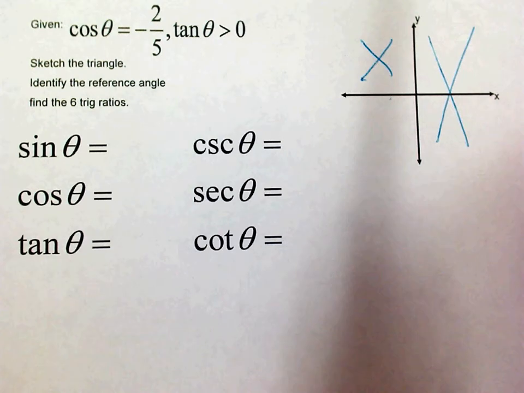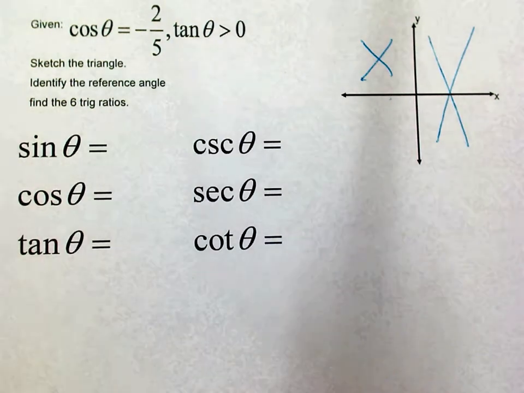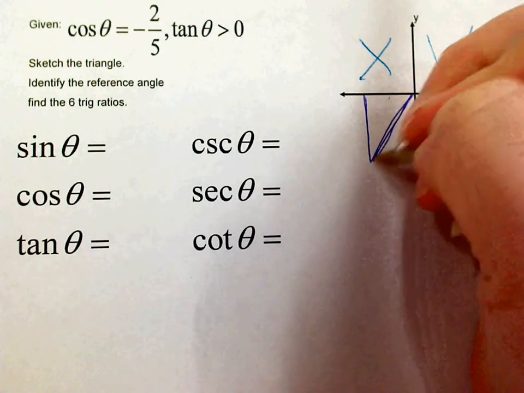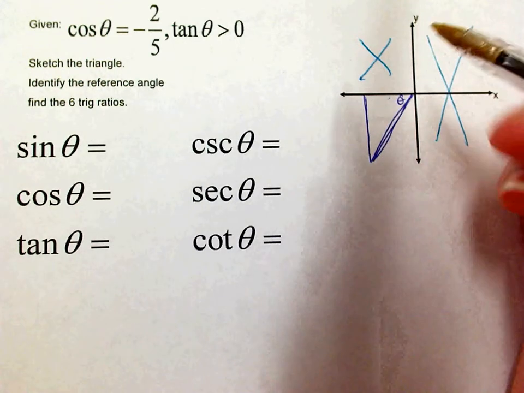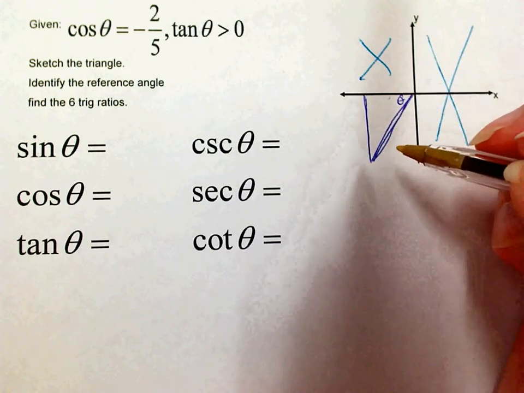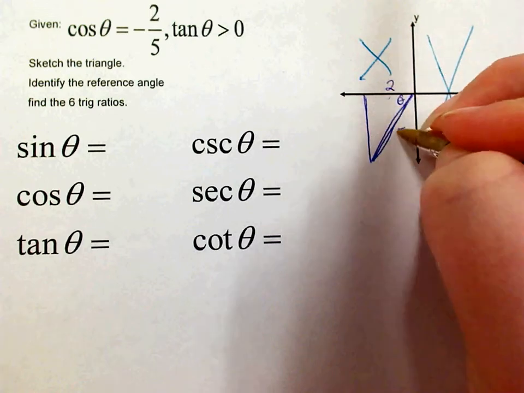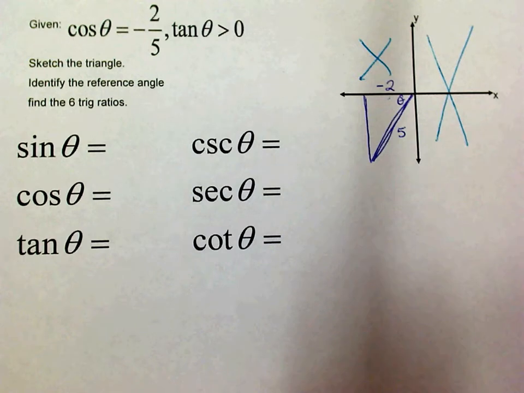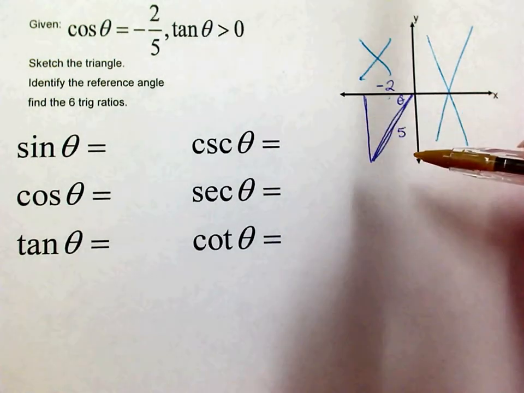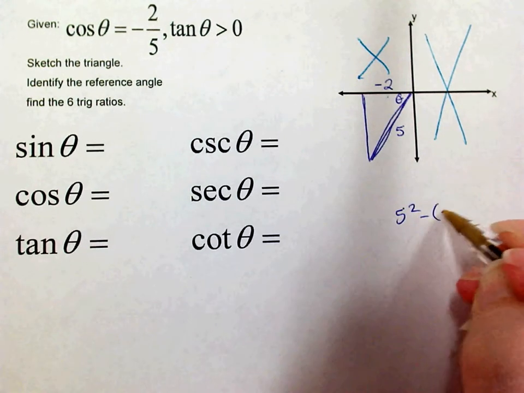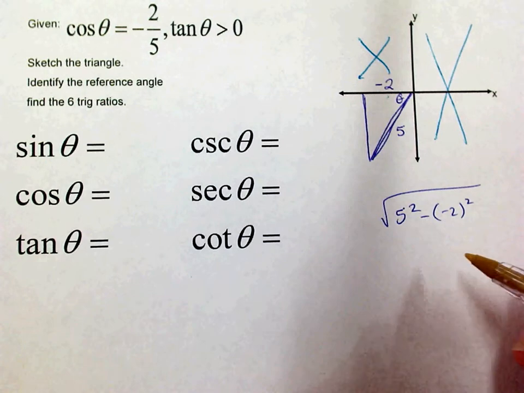Okay, so I'm going to draw my triangle. Cosine is negative 2/5. So cosine is adjacent over hypotenuse, right? So this is 2 and this is 5. One of them needs to be negative. It's got to be the 2. Okay? What does that make this? How do you know? Take the square root. So 25 minus 4 is 21, square root of 21.